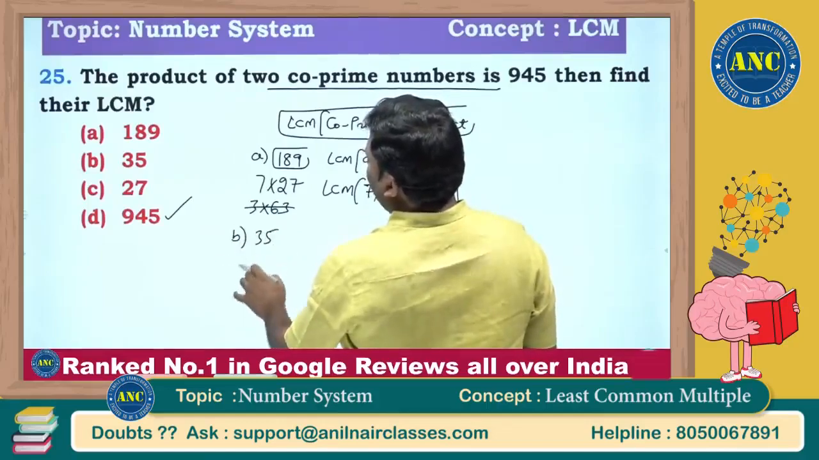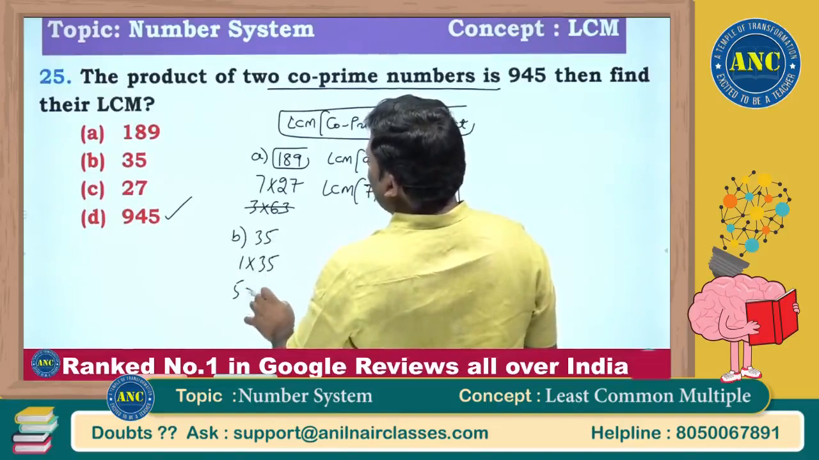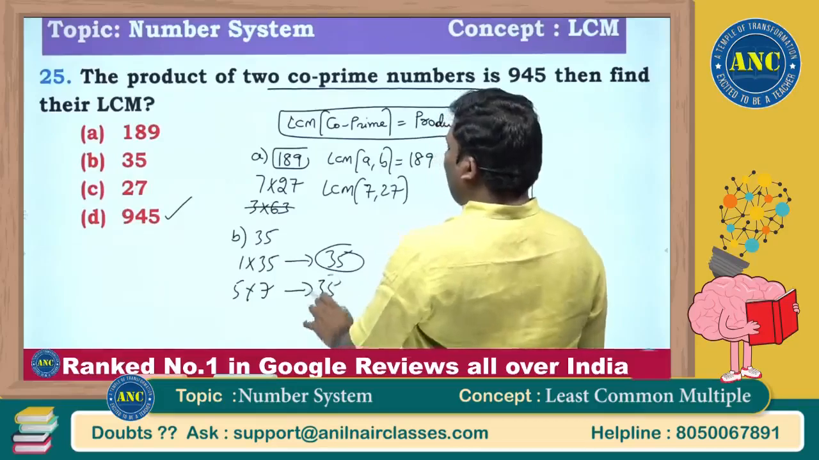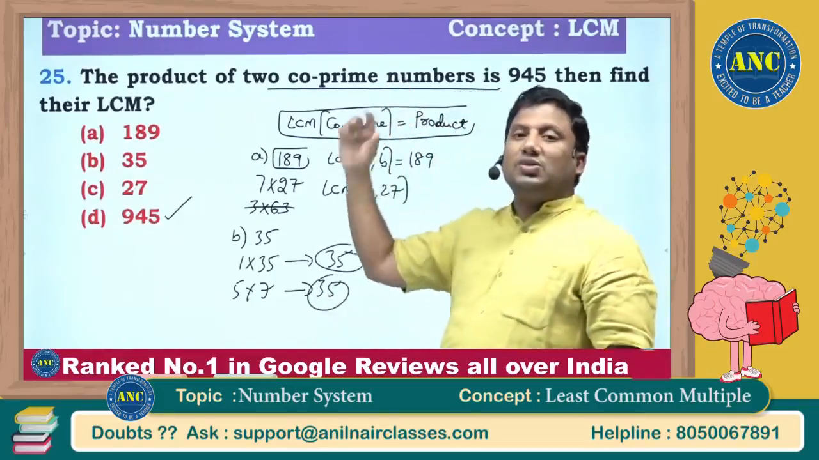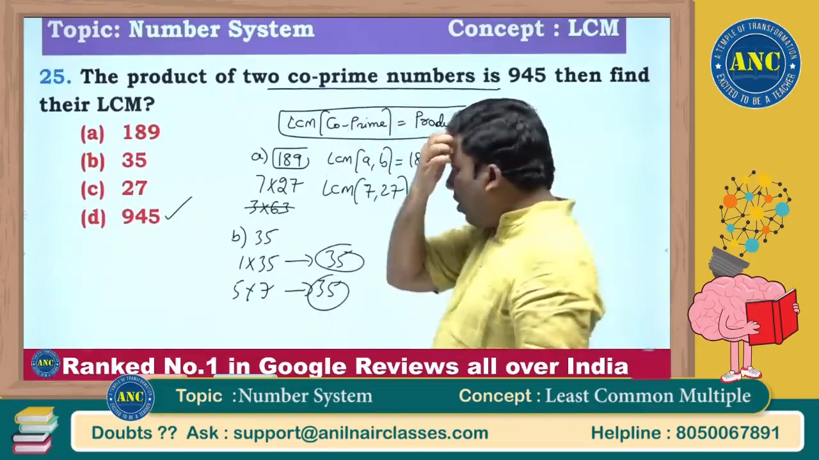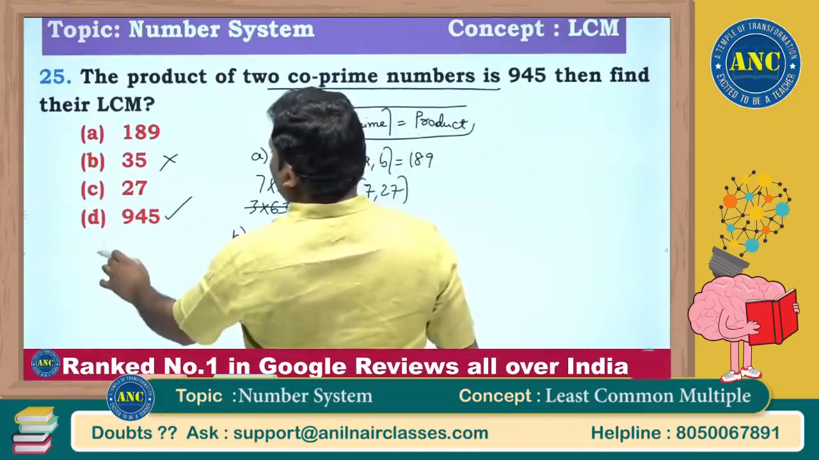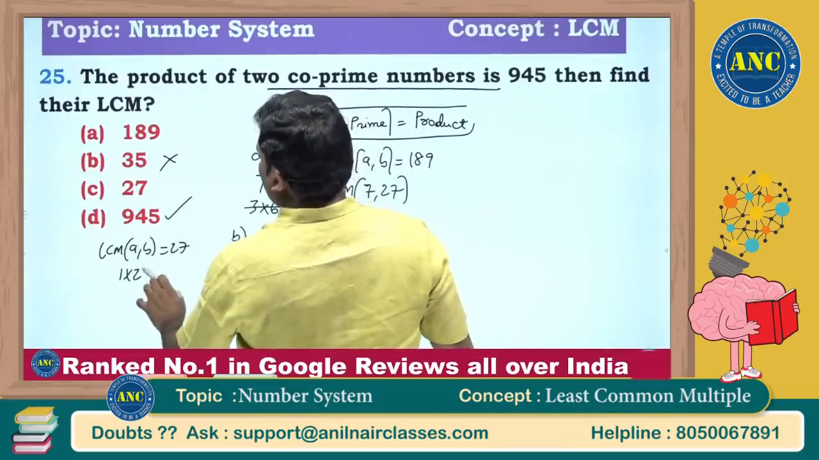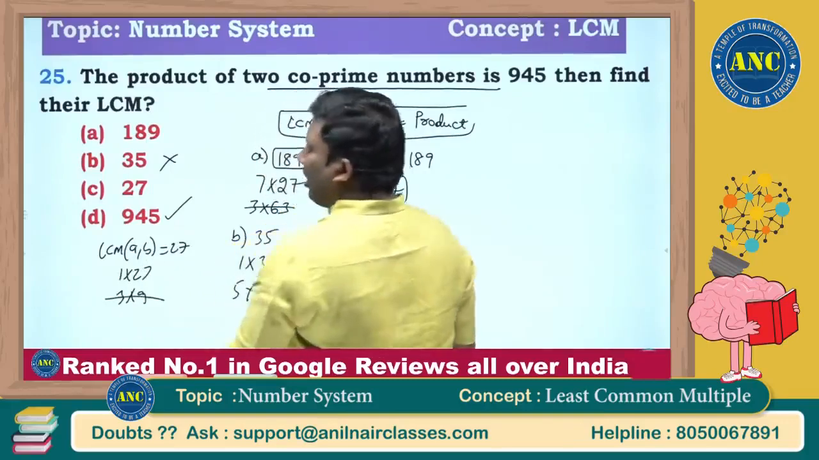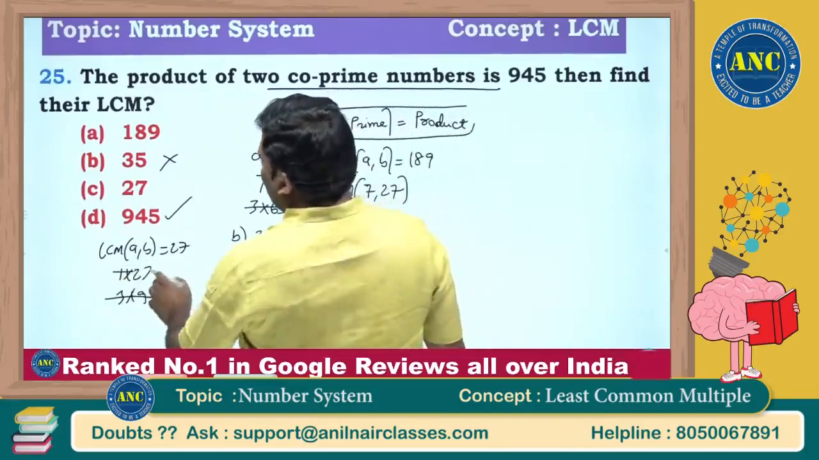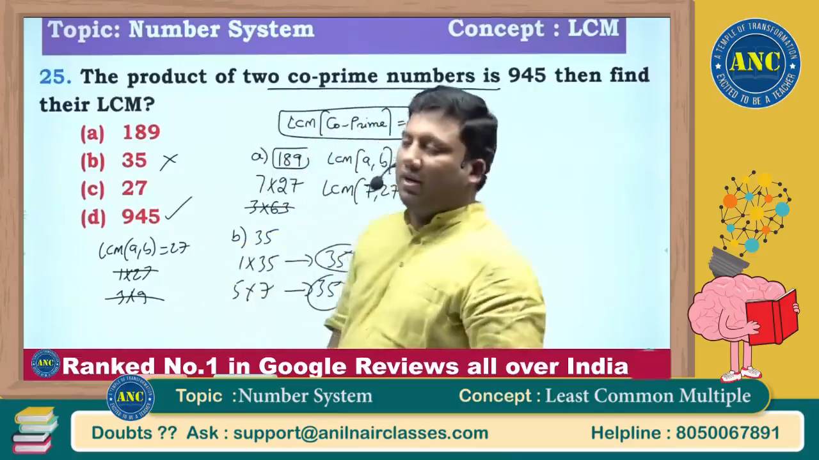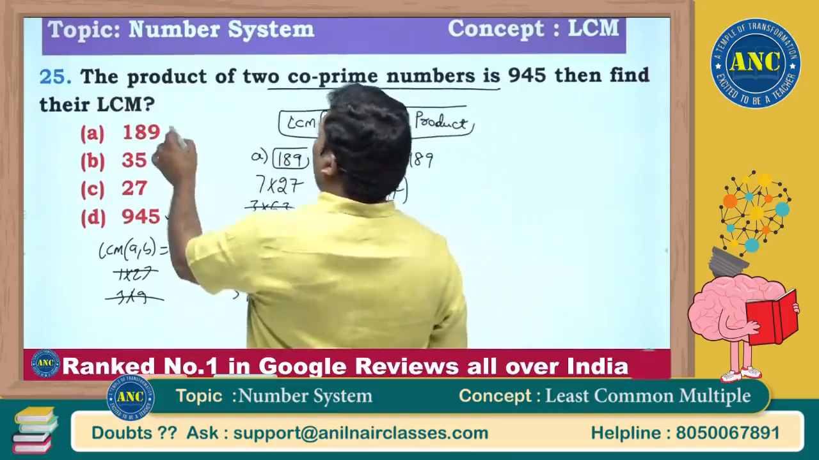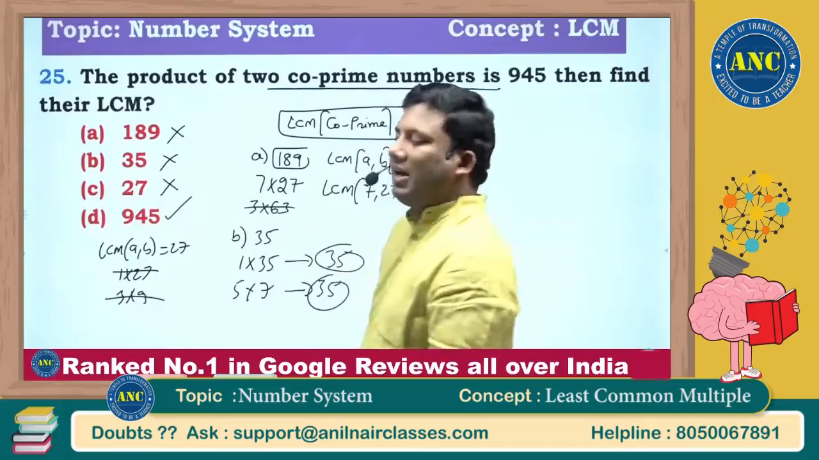Suppose it is 35: 1 into 35, 5 into 7. The LCM of 1 and 35 is 35, and the LCM of 5 and 7 is 35. It should satisfy the condition 945, so all these can be eliminated. Suppose the LCM of two numbers is 27: 1 into 27, 3 into 9. They are not coprime to each other. The product 1 into 27 is 27, but I want 945. So the first three options can be eliminated just by writing the cases.